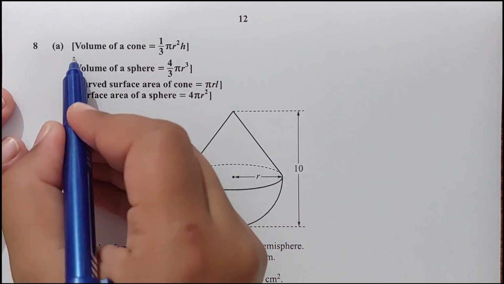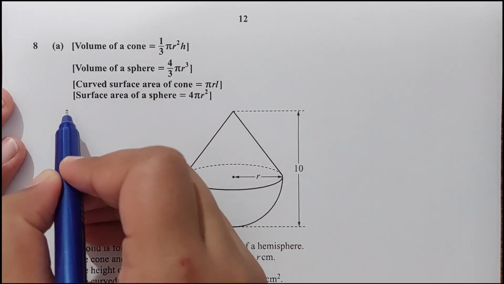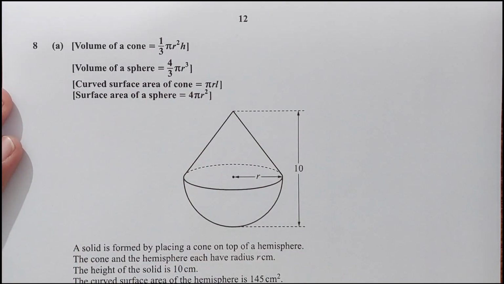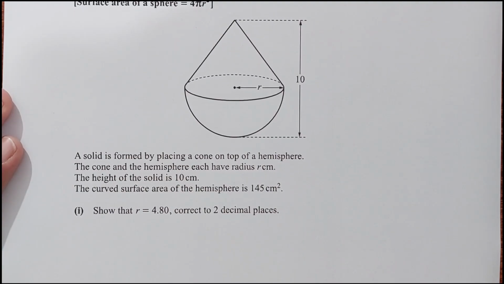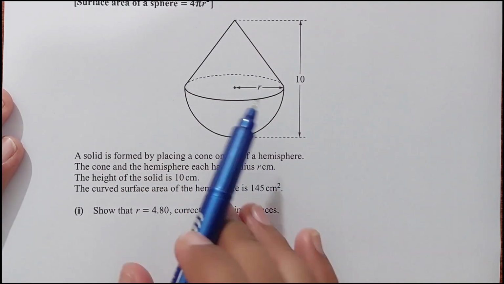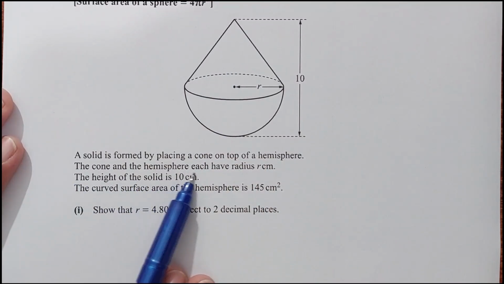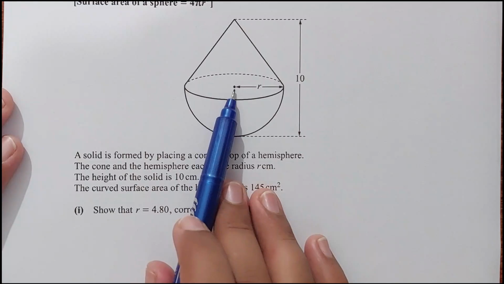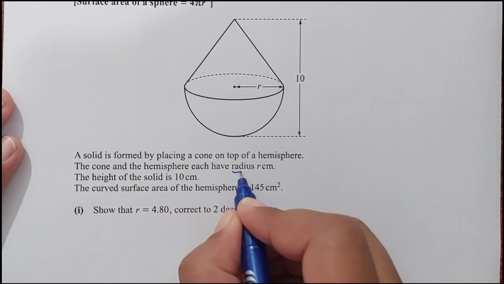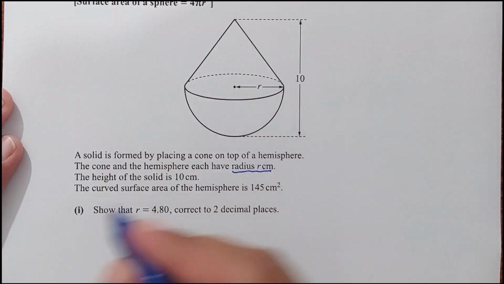Question number 8, part A: the volume of a cone, volume of a sphere, curved surface area of a cone, and surface area of a sphere, the formulas we have been given. A solid is formed by placing a cone on the top of a hemisphere. This is a hemisphere and this is a cone. The cone and the hemisphere each have a radius r centimeter, the same radius. The height of the solid is 10 centimeter.